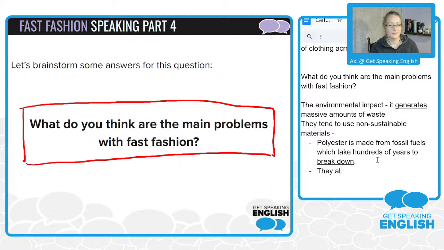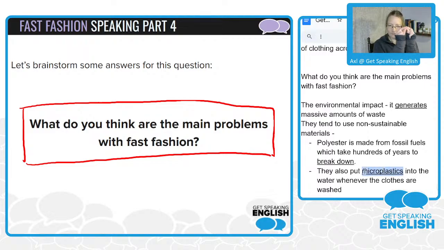They also put microplastics into the water whenever the clothes are washed, right? And microplastics are microscopic, teeny tiny bits of plastic that end up in waterways. And then it ends up in the food chain, because fish eat it, and then animals eat the fish, and microplastics end up in ourselves as well.